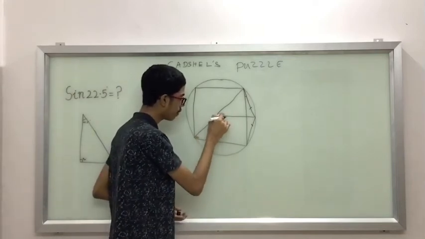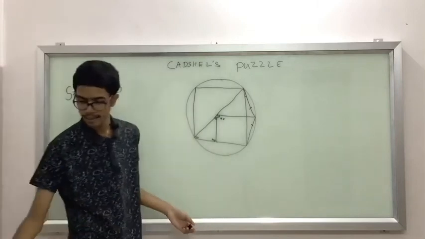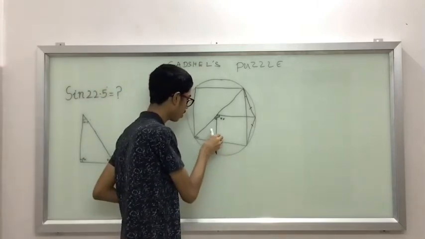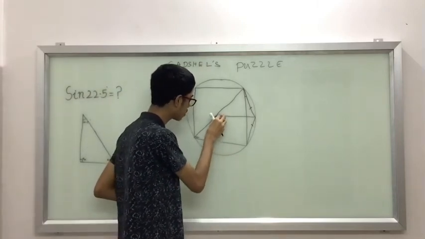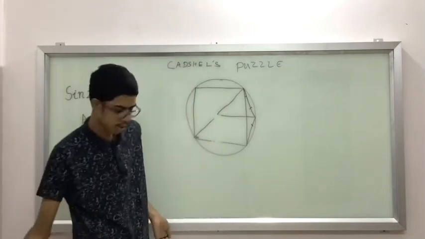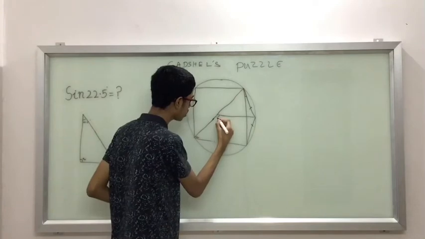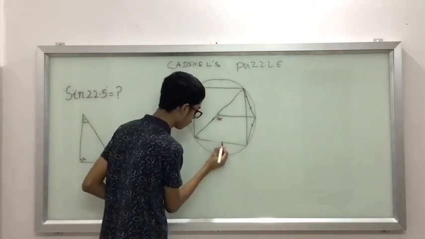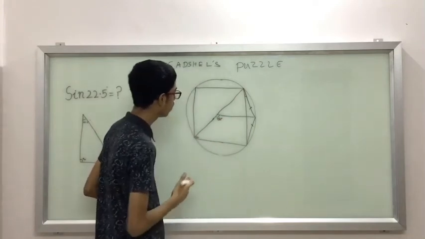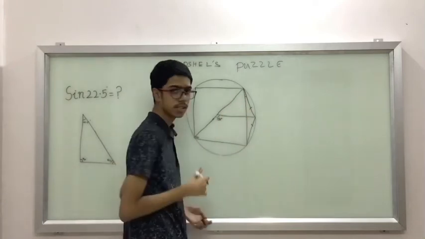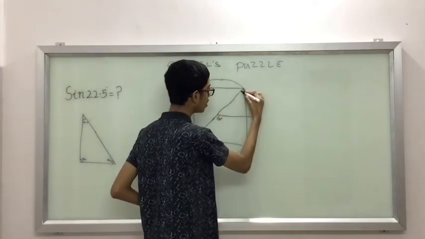So 45 plus 90 is 135. That's it. So the whole angle is 135. Okay, now I am going to ask you the second question. What is this angle?